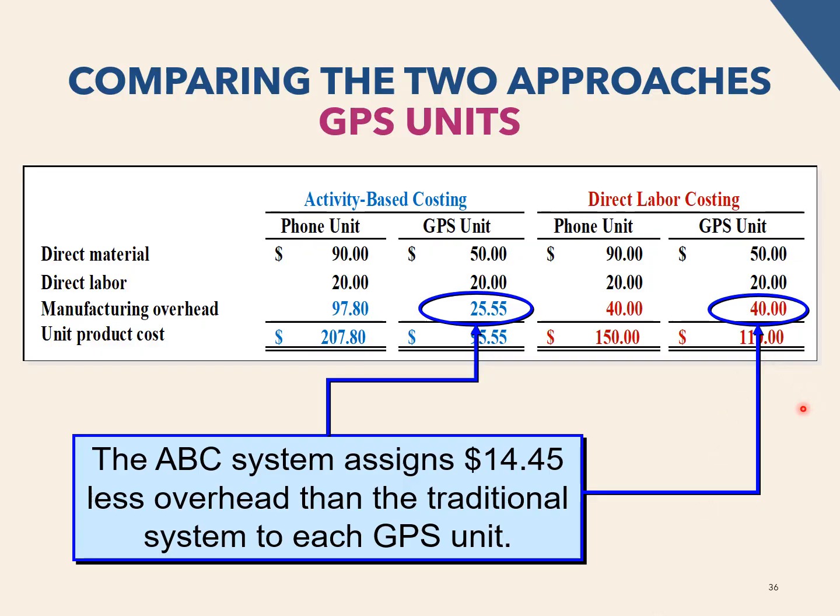From the numbers here, we can see that the ABC system assigns 14.45 less overhead than the traditional system to each GPS unit. You take 40 minus 25.55, you will get 14.45. Although in the past, the team at Harris thought their competitors were pricing below their cost on GPS, it turns out that Harris was overcharging for GPS because their costs were overstated by this number.